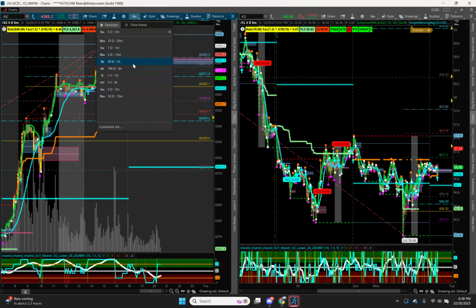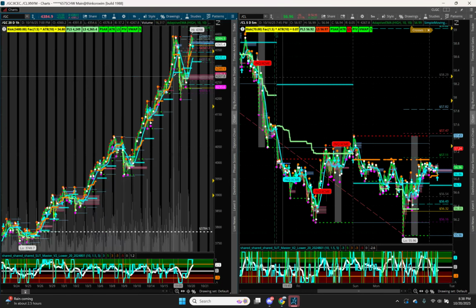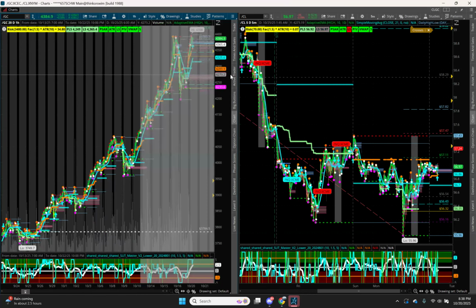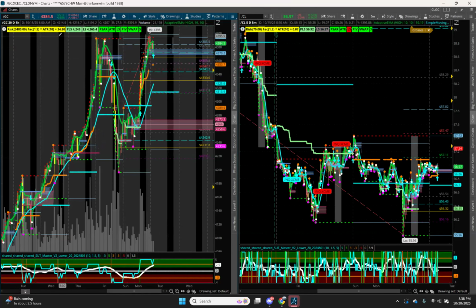It's going to be a couple dollars off, but you can get pretty darn close. And if you're trading the hourly chart, and once again, these numbers are multiplied by 1.5, what is the ATR? You'll hear me say that. The ATR on the hourly in gold is 34 points. That's $3,400 a contract, and that's printed right here.